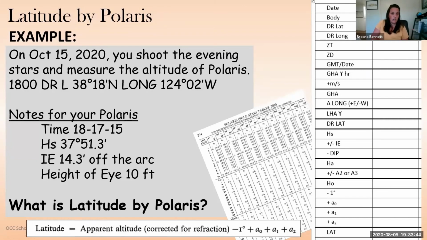We have October 15th, 2020. We're shooting evening stars and we measure the altitude of Polaris. We have an 1800 DR, and these are our notes from our Polaris sight. The time was 1817, HS, index error, height of eye. What is your latitude? So again, these are the things that we're going to need for every sight: basically your HS and the time, your IE, and the height of eye.